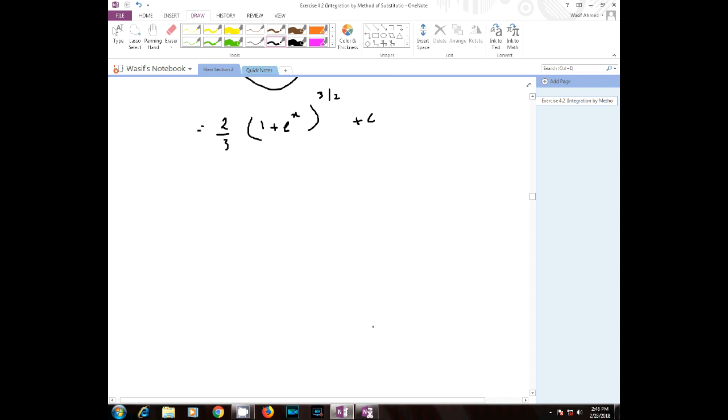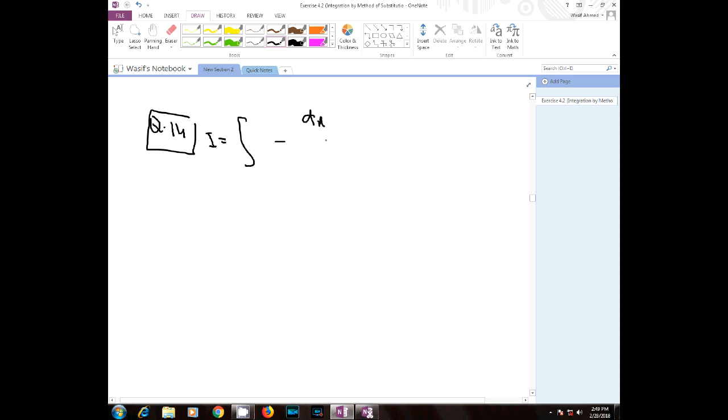Yes, it is the answer. The next question is of the same kind. Question number 14. In this question you have to integrate dx divided by e raised to the power x plus e raised to the power minus x.